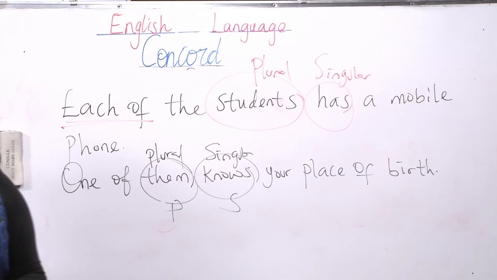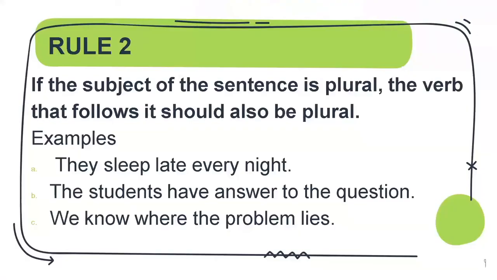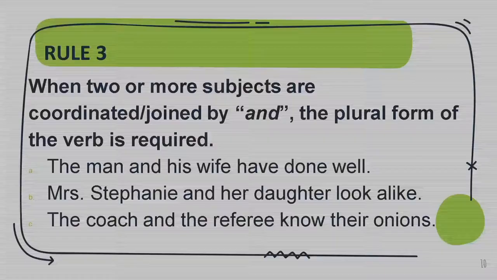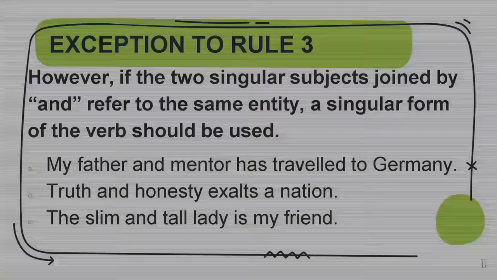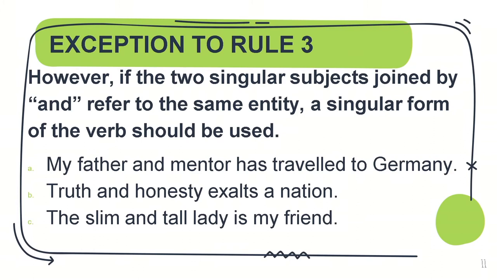Now, those are the 10 rules that we'll be looking at today. Quickly, I'll go over each of these rules one after the other for the sake of those that came late. Number one, when you have a singular subject, let it be followed by a singular verb. Number two, a plural subject should be followed by a plural verb. Number three, two or more subjects joined by and take the plural form of the verb. An exception is when such subjects refer to only one entity, the same person, then we still use a singular verb.